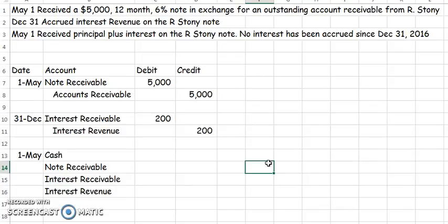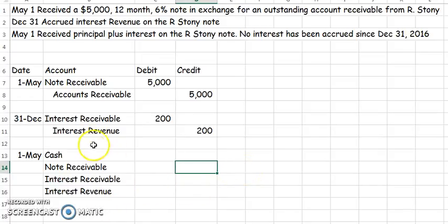And then on December 31st, we went ahead and accrued the interest that we had earned so far. So we looked and we said from May 1 to December 31st is 8 months out of 12. So we accrued for interest. So that is 5,000 times 6% times 8/12. And then on this last entry, we are ready to receive the whole amount owed to us plus our interest.